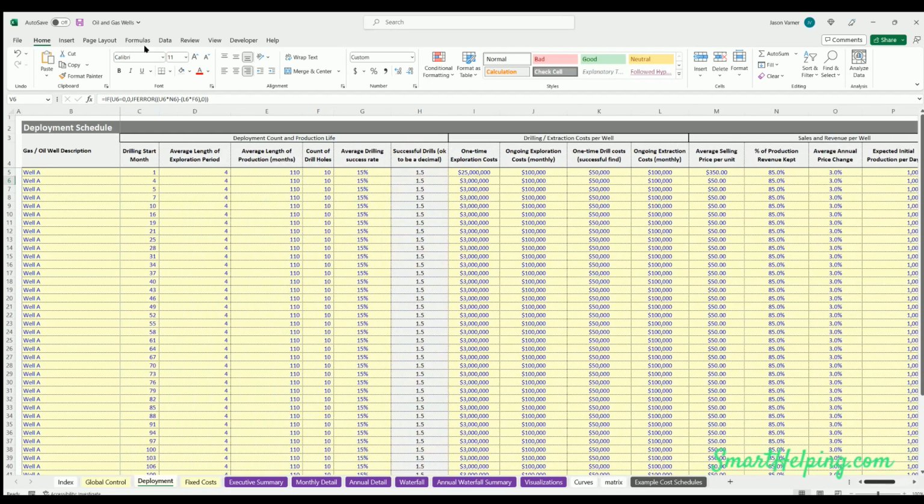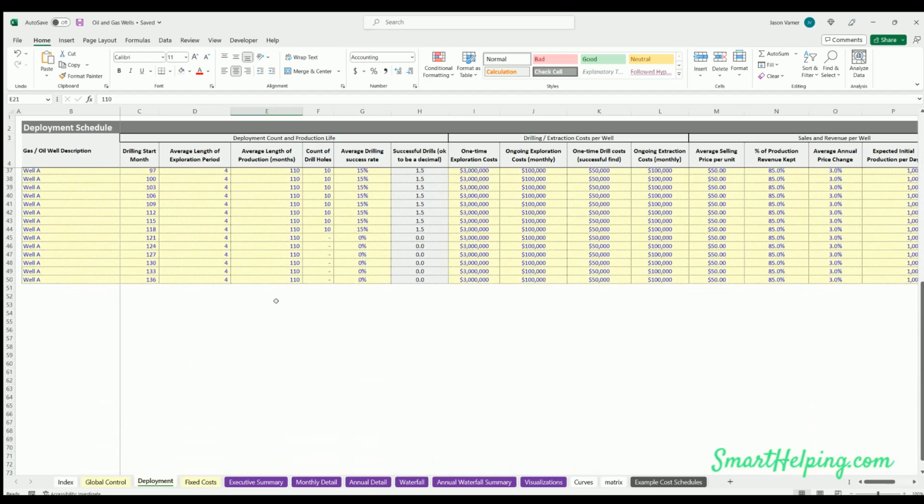Okay, so that's deployment. You can do a lot of stuff here. These start months don't have to be in order, but you define any start month for each of the cohorts. You can just do one if you want to plan out just a single item, that's fine. Or if you want to show multiple drilling cohorts over time, you can do that. All these are changeable, adjustable for each row.